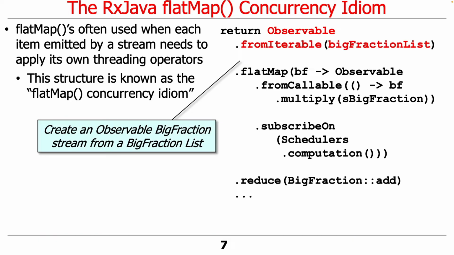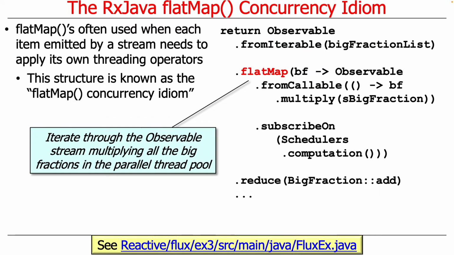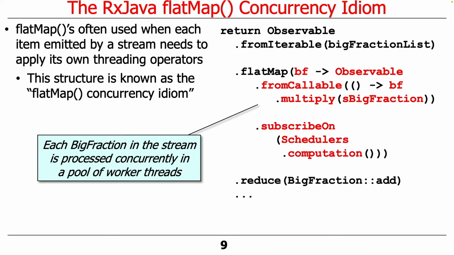So here's a simple example. We're going to create an observable stream from a big fraction list. Then for each item in that stream, we're going to use flatMap. At a high level, we're going to end up multiplying each of those big fractions in that observable stream by a big fraction. And we do that as follows.